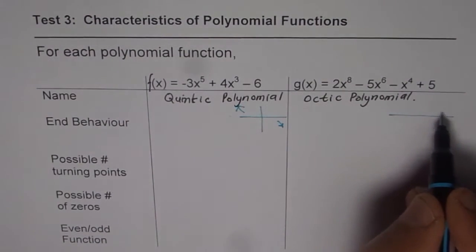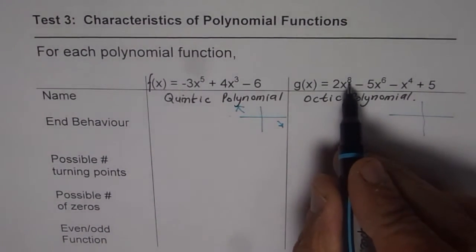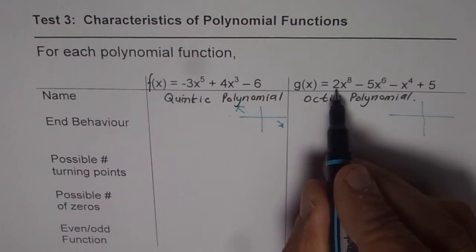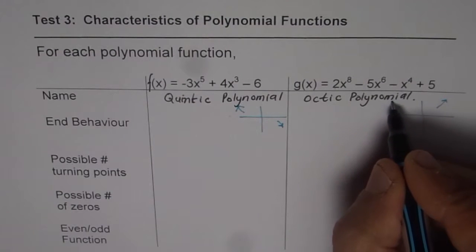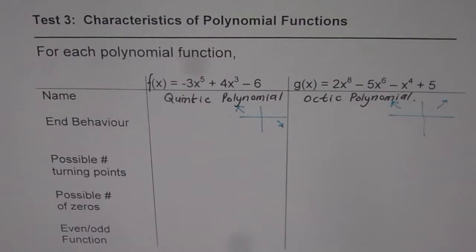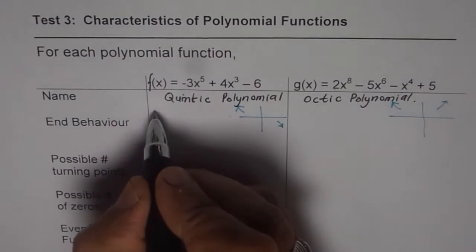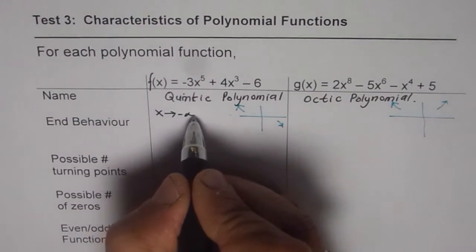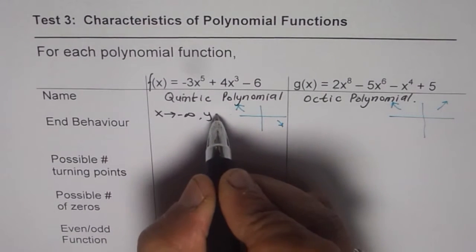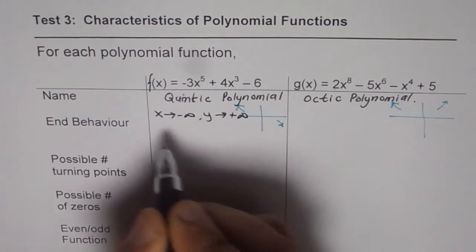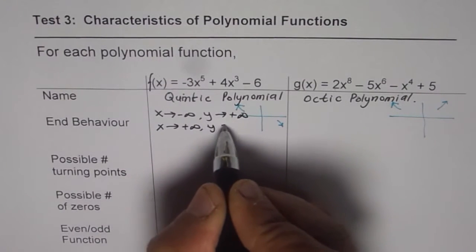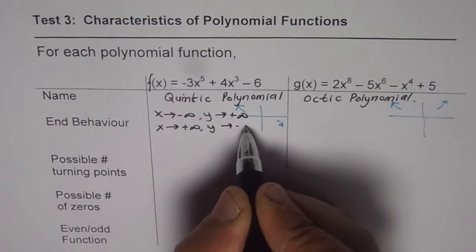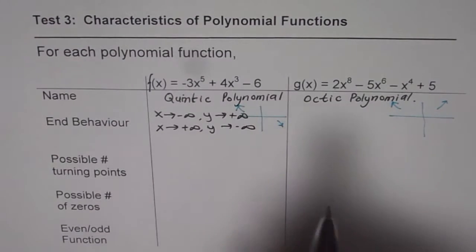And here it is even degree, so both will face the same side. Positive leading coefficient means right side up, right? So both will be facing upwards. And so now we can write down the end behavior. When x approaches minus infinity, y approaches positive infinity. And when x approaches positive infinity, y approaches negative infinity. That's the end behavior of the first one.